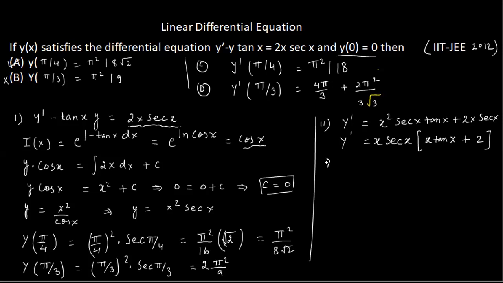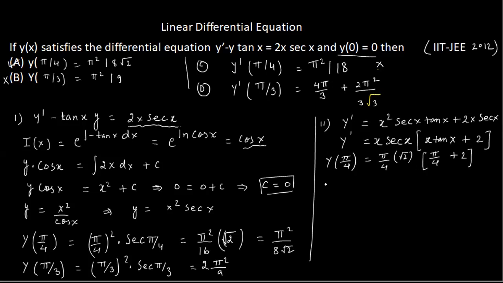Now let us plug in pi by 4 in place of x. So we get pi by 4 into sec pi by 4, which is root 2. Tan pi by 4 is 1. Multiply this. We are clearly able to see that this cannot be equal to pi over 18. So we can conclude that this option is not correct.